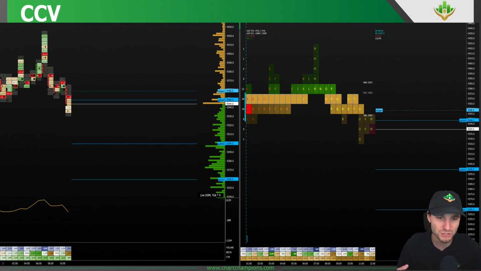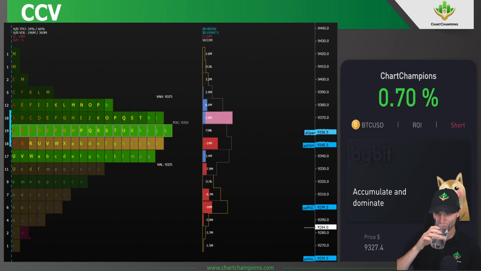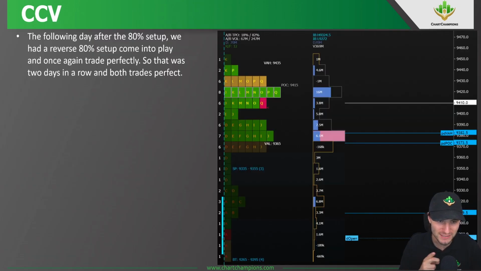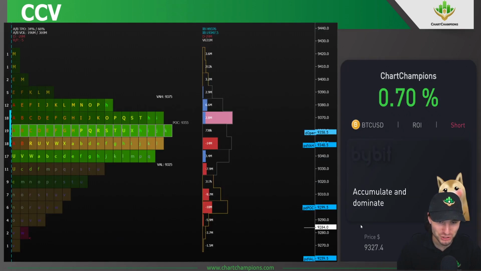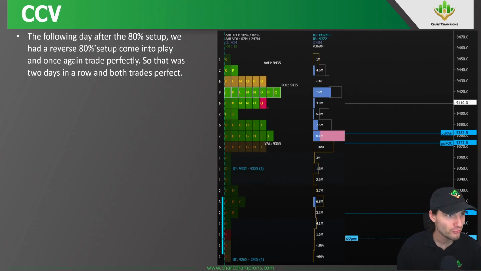How do you break a range? You look for volume and open interest, generally speaking. Okay, so that was one day that we had this setup. And then literally the following day, after that setup had just played out, we had just absolutely nailed the high and the lows. The following day after that setup, we had a reverse setup come into play and once again traded perfectly.